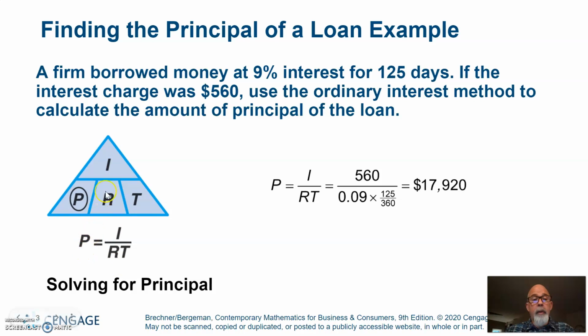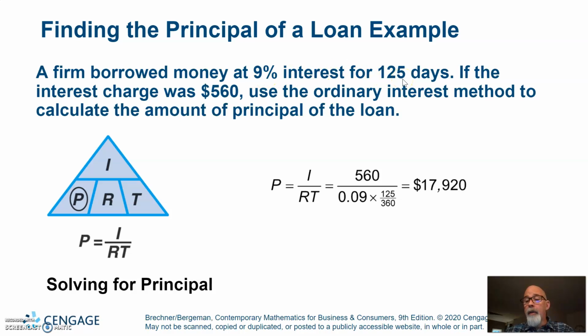To solve for the principal, we're going to take the interest divided by whatever's on the bottom here. Looking at this formula, it's rate times time. In this case, they give you the interest of 560 up here at the very top, so I'm going to put this at the very top here. And then underneath, before I divide, I'm going to take my interest rate and multiply by the number of days.